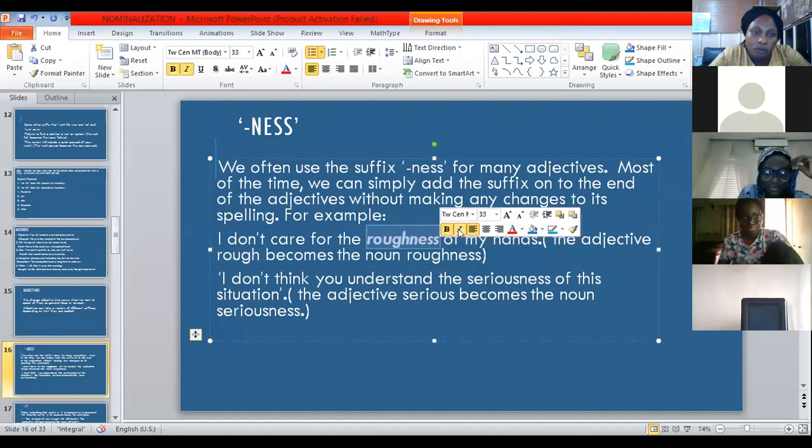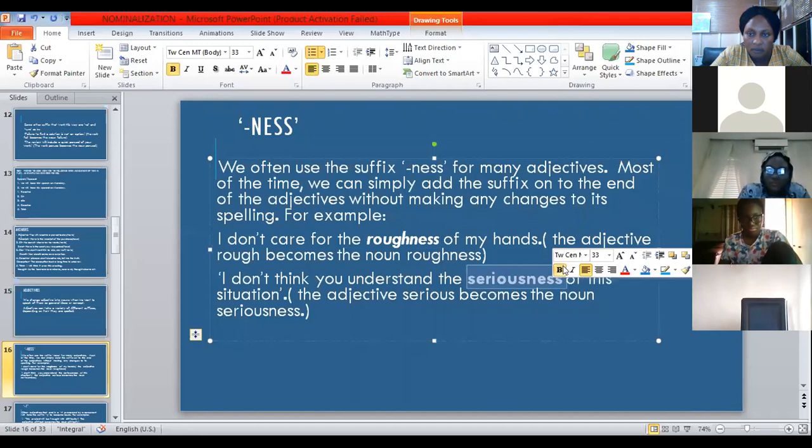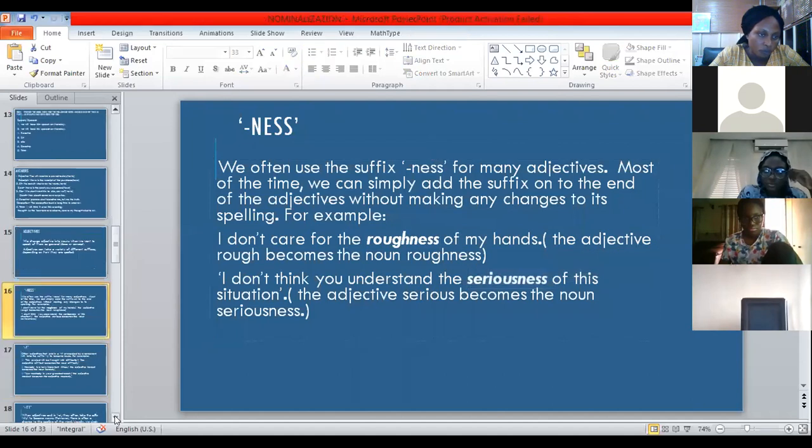The second example, I don't think you understand the seriousness of this situation. The adjective serious becomes the noun seriousness. How? With the addition of the suffix ness, N-E-S-S. That is quite easy, I assume.